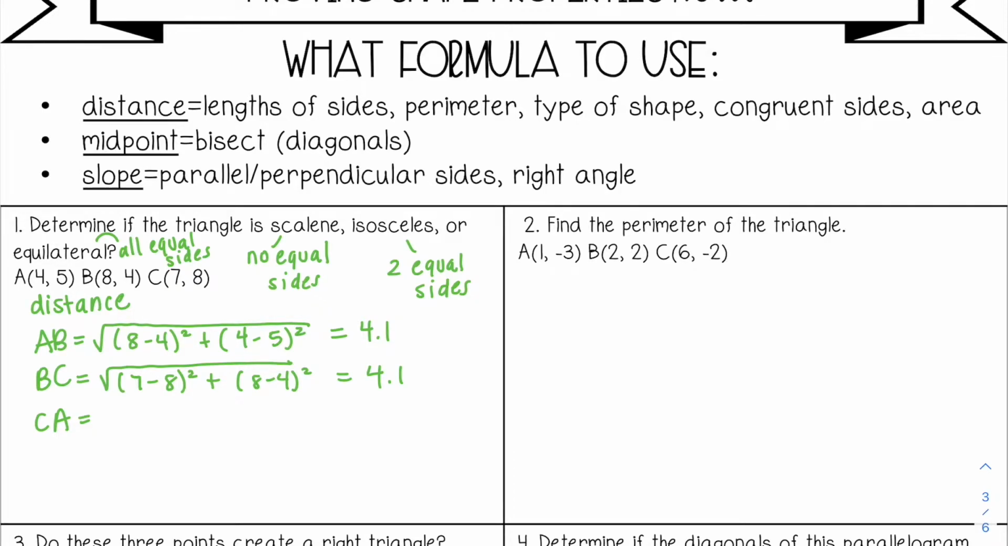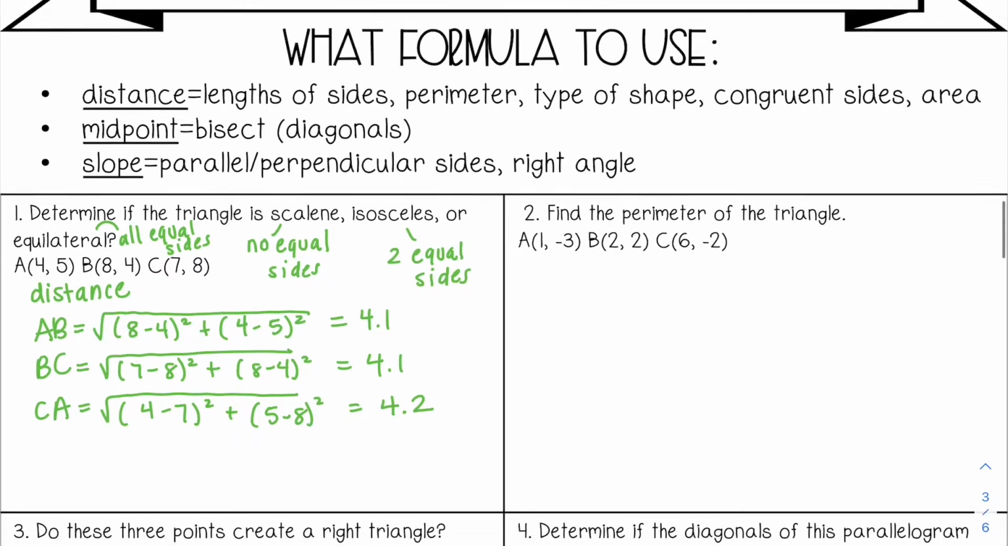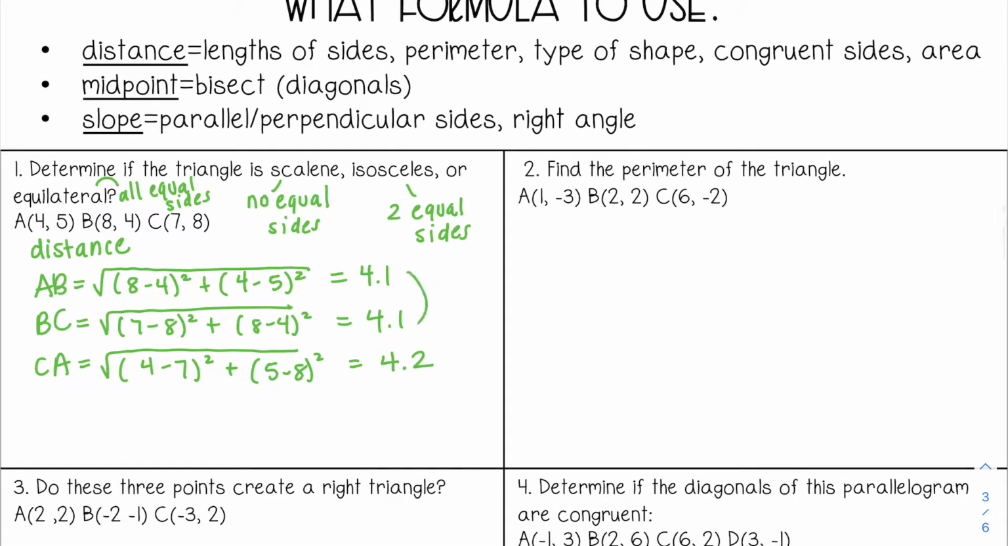And then the same thing for C to A. All right, so 4 minus 7, 5 minus 8, and you should get 4.2. All right, so as you can see, I have two equal sides, so this is an isosceles triangle.